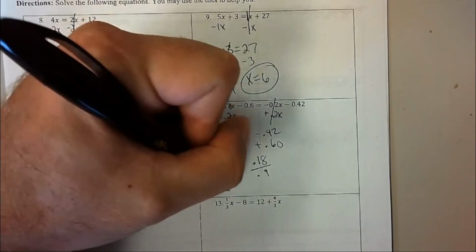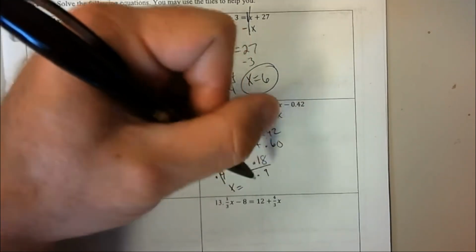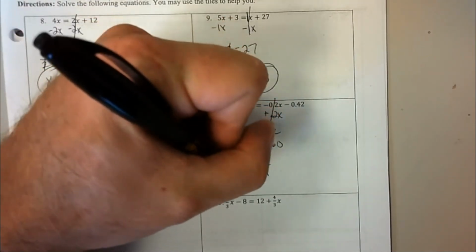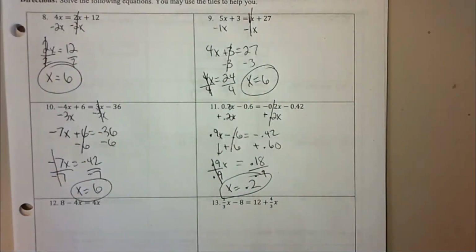And these 0.9s will cancel out, which leaves you with just a positive 1x. And over here, if I take 0.18 divided by 0.9, it's going to give you an answer of 0.2. Okay, so 0.2. All right, our last problem for today will be number 12.